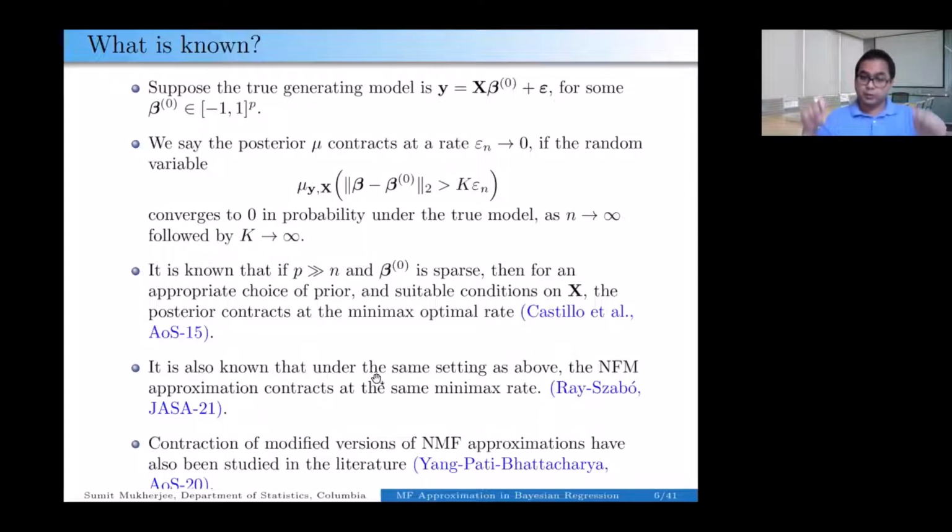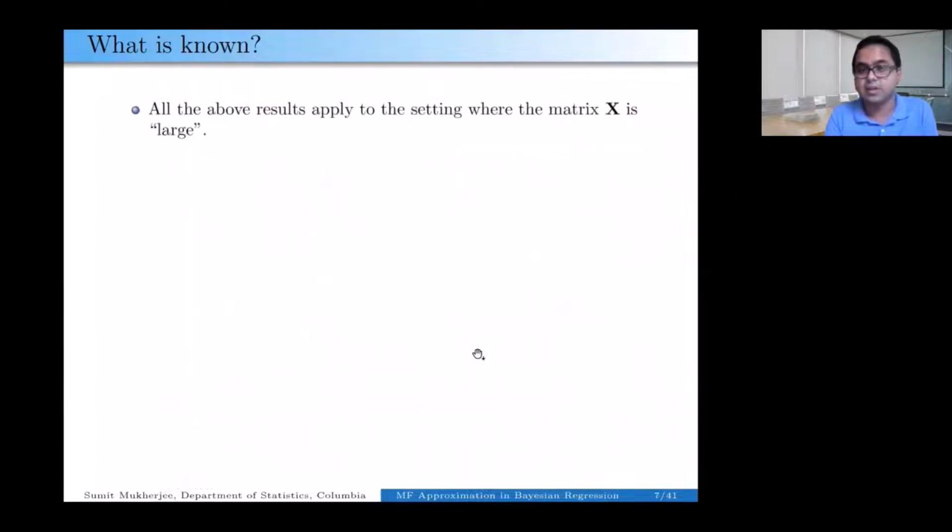And people have also considered different versions of naive mean field approximations. For example, they work not with the exact likelihood, but with the tempered likelihood, and that gives you computational advantages, and also you can prove rigorous results about it. And so these types of results have also been studied in the literature. All of the results that I'm mentioning here apply to the setting where X is large. And I'll try to explain what I mean by X is large.